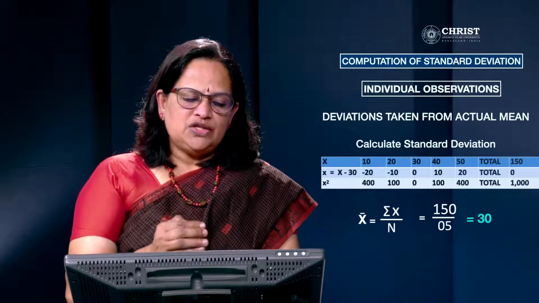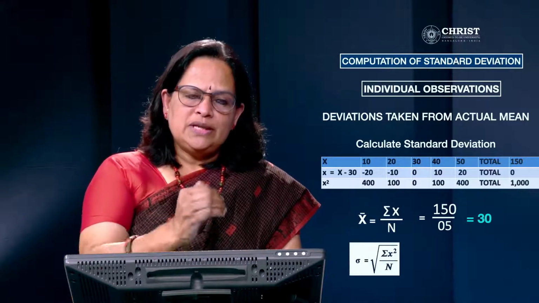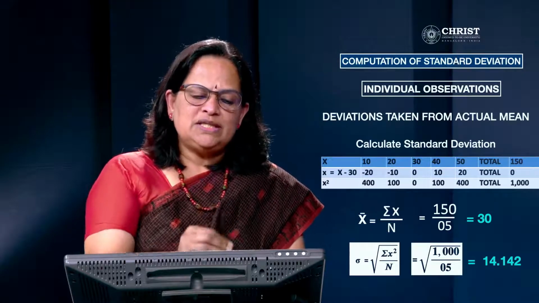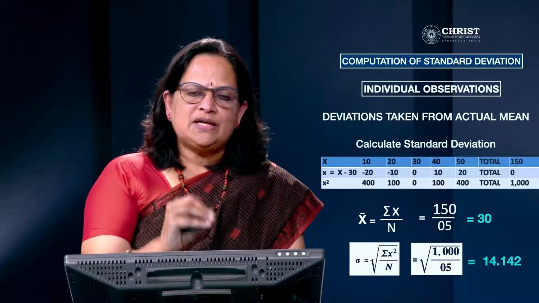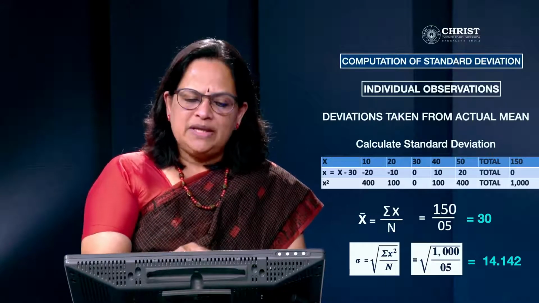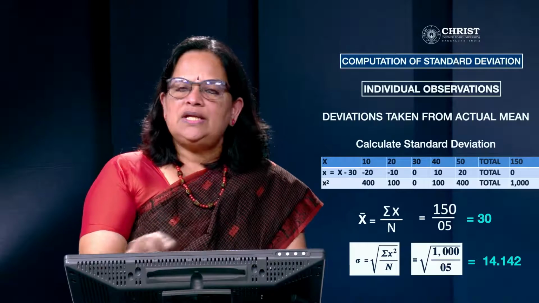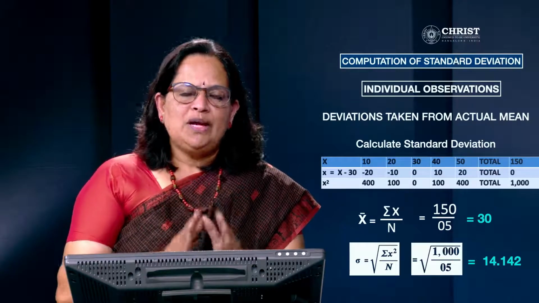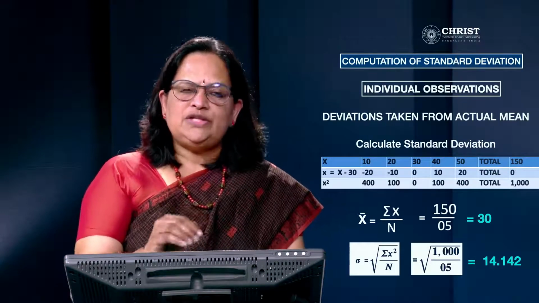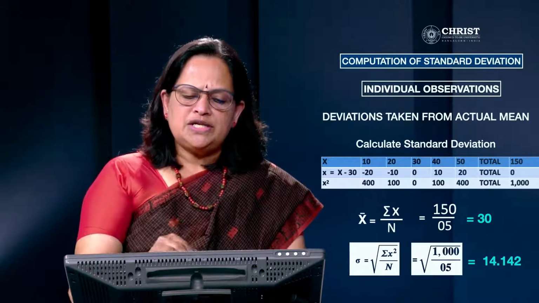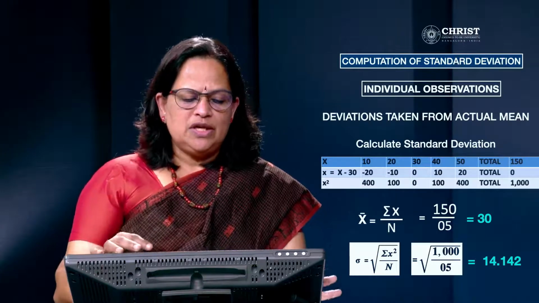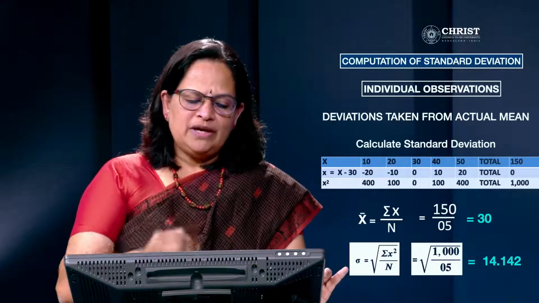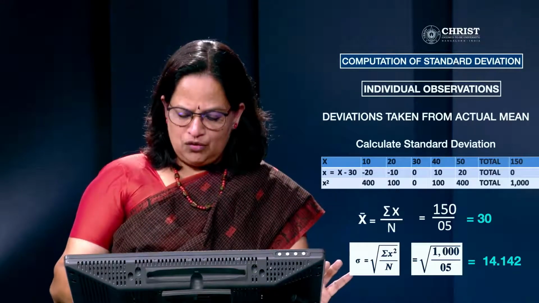Now for standard deviation, you will use the equation root of sigma x squared divided by n. So you have to take the deviations. Small x is equal to X minus 30, where 30 is the computed mean. So minus 20, minus 10, 0, 10 and 20. The total of the deviations will always be 0 when you are taking deviations from the actual mean. So the x squared values you have to take are 400, 100, 0, 100, 400. The total you are getting is 1000. So when you substitute the values, standard deviation is equal to root of 1000 divided by 5, that is equal to 14.142.